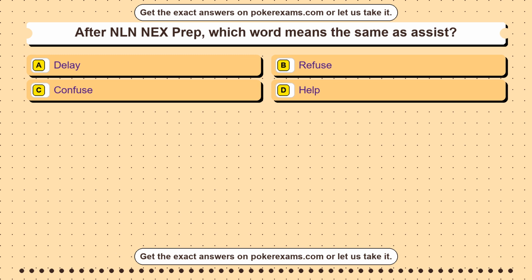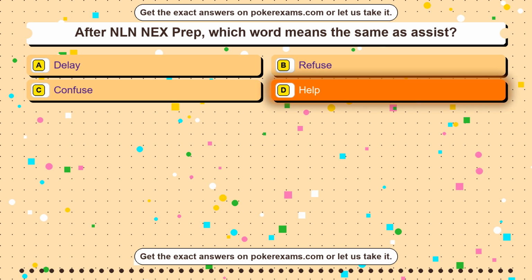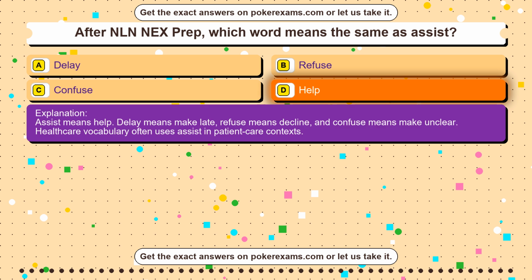Question 26. After NLN NEX Prep, which word means the same as assist? Option A delay. Option B refuse. Option C confuse. Option D help. The correct answer is option D. Help. Assist means help. Delay means make late, refuse means decline, and confuse means make unclear. Healthcare vocabulary often uses assist in patient care contexts.